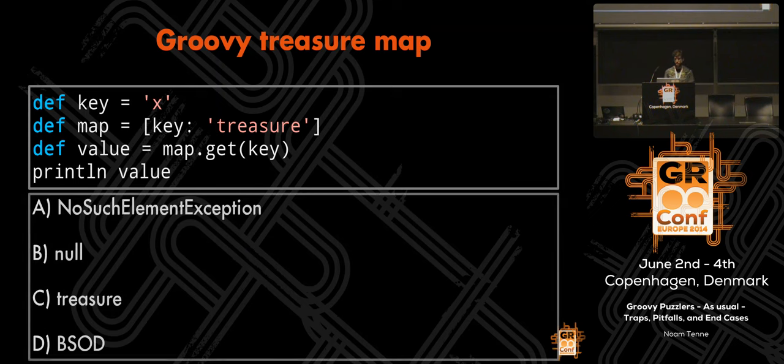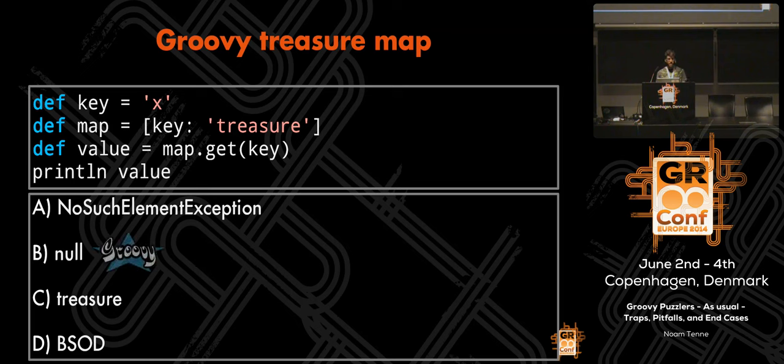What will print? No such element exception. Okay. Null? Unfound? Who says the treasure will be found? Who has faith? What about the BSOD? You might have noticed I'm running Linux, but this code is so horrendous. It might throw a BSOD, you never know. Tried running Griffin last night and I got a core dump, so. Yeah, it's my fault for using Java in Linux.